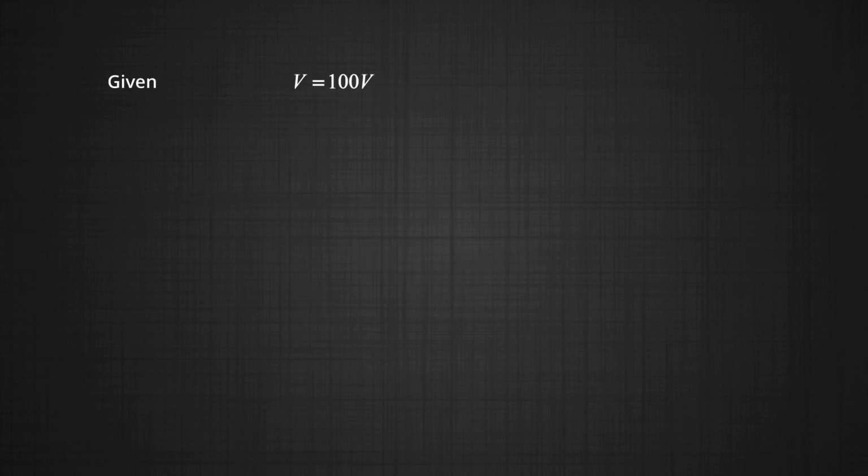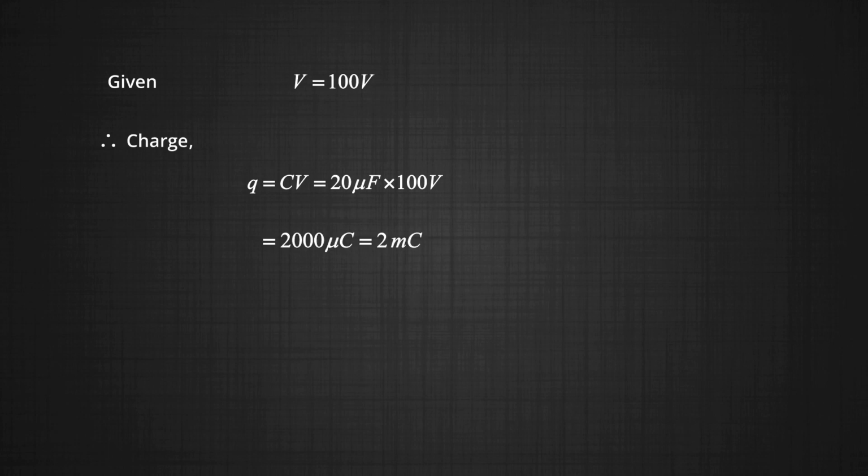Now, it is also given that potential V is 100 volt. So, charge can be calculated by the formula Q is equal to C into V, which is 20 microfarad into 100 volt, that is 2000 microcoulomb. When you convert it, it comes out to be 2 millicoulomb.